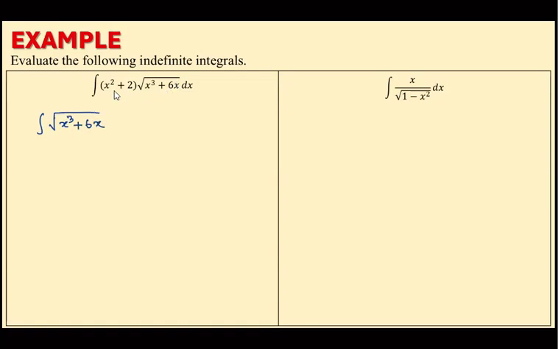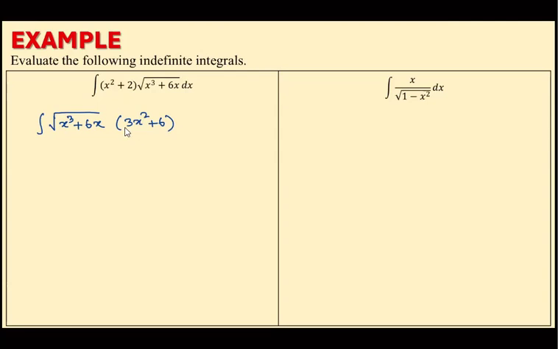Now notice this one, x squared plus 2. It is somewhat written in the form of the derivative of this inside function. The derivative of the inside function will be: derivative of x cubed is 3x squared, and then derivative of 6x is 6. So this quantity here, x squared plus 2, is somewhat similar to that. If you multiply this quantity by 3, we get that. This is 3 times more.